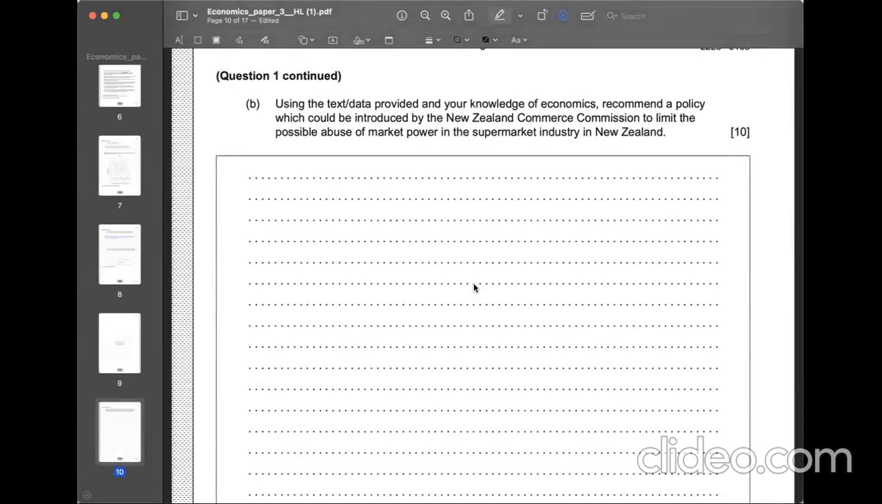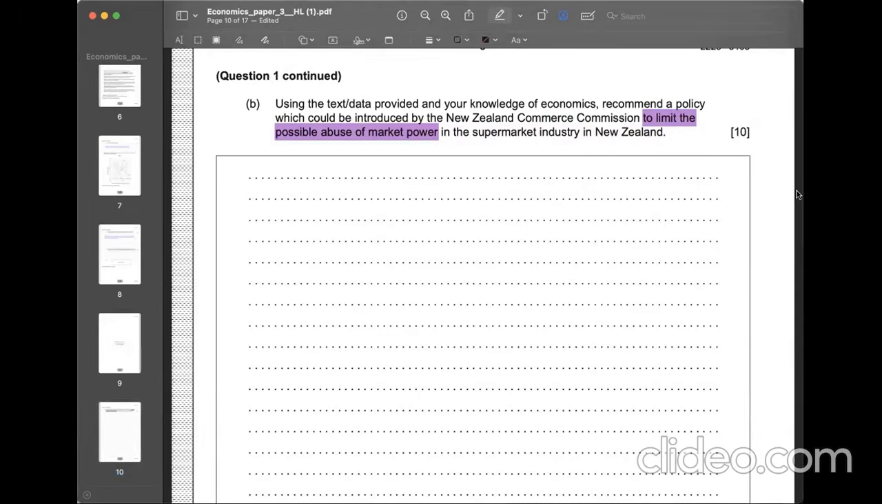Yeah, the very last question, which is the essay question for this question number 1. Using the text data provided and your knowledge of economics, recommend a policy which could be introduced by the New Zealand Commerce Commission to limit the possible abuse of market power within the supermarket industry in New Zealand. So we need to consider how to limit the possible abuse of market power, which means you have to either regulate or punish the two duopoly within the New Zealand market, or you have to somehow make the market more competitive by allowing other firms to join, things like that.